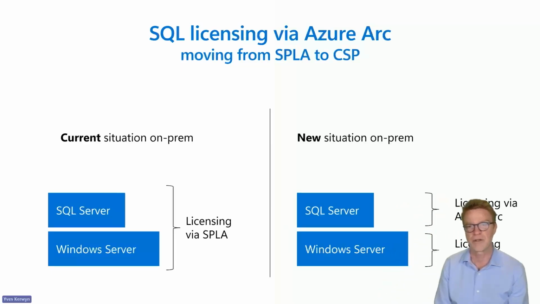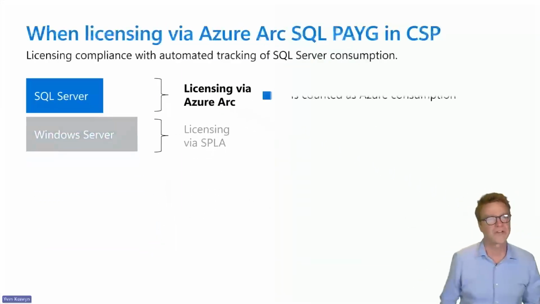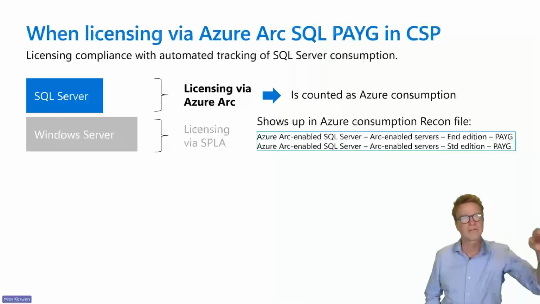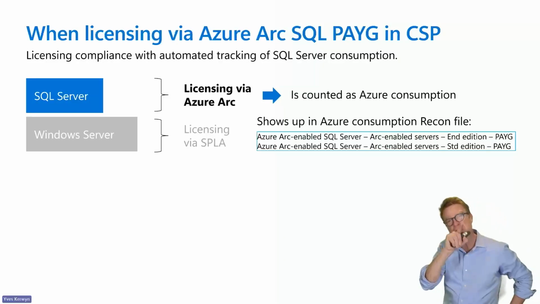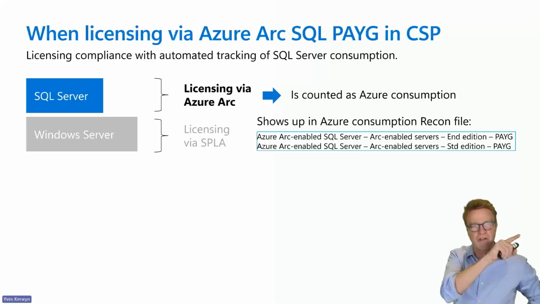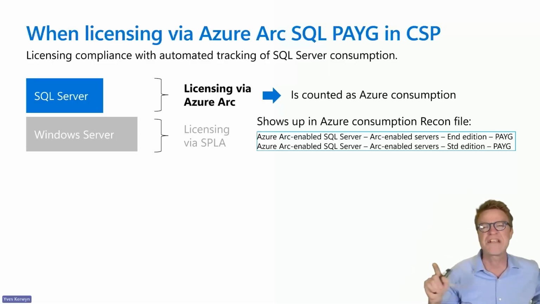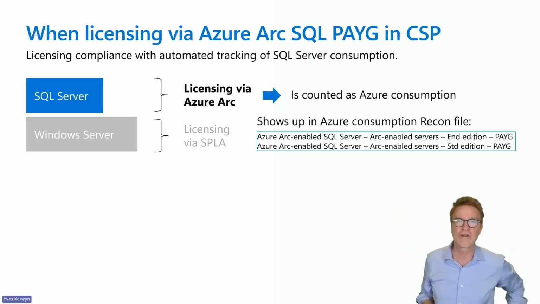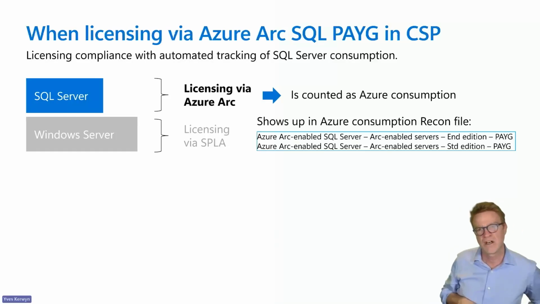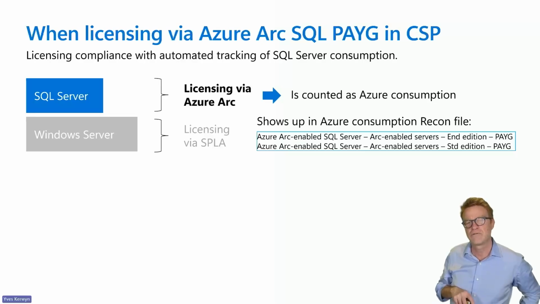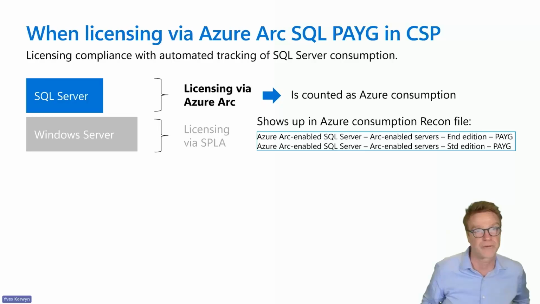Otherwise, it's not possible. And if you check that out, I keep it in the middle whether you do that for Windows Server or not. But the point is, by doing so, the SQL Server starts to contribute to your Azure consumption, the ACR, and it shows up in your reconciliation file in the Partner Center for you to see how much ACR you actually generated for a customer.